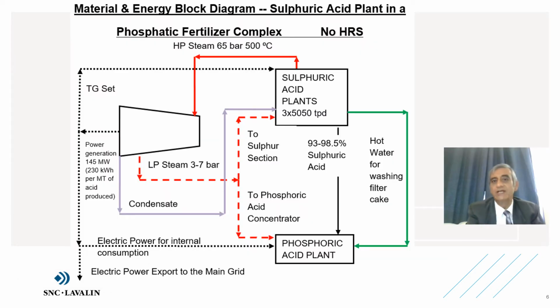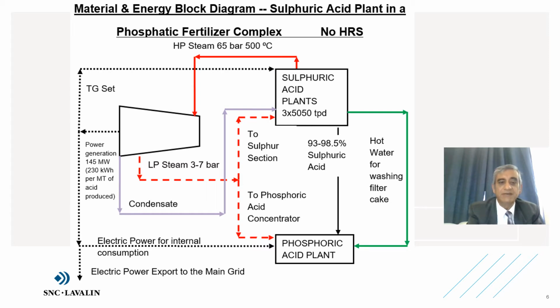Material and energy block diagram for this complex with a sulfuric acid plant with no HRS is shown here. It's a classical arrangement that is used in many such complexes. Sulfuric acid plant without HRS generates high pressure steam at 65 bar and 500 degrees C. The steam goes to a turbo generator to produce power. A little bit of low pressure steam is extracted and used within sulfuric acid plant and also in phosphoric acid concentration plant.